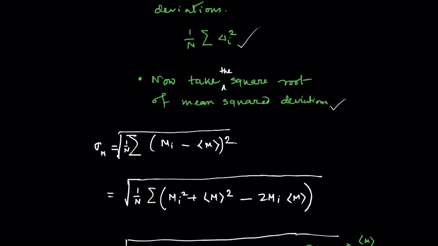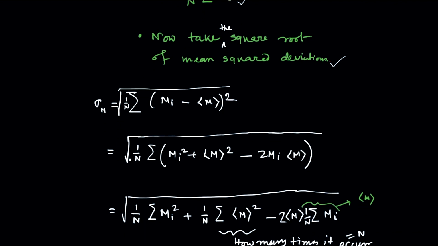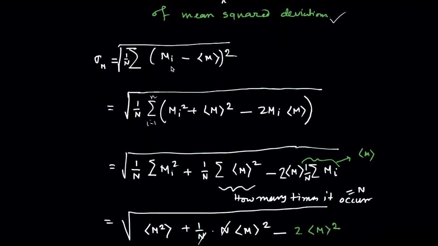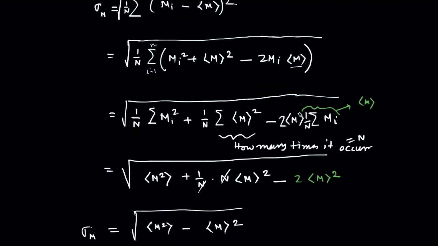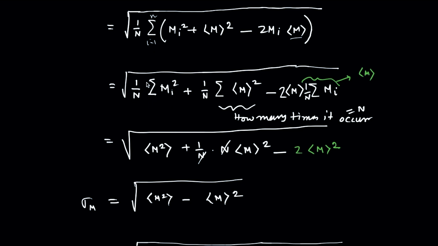If we take the root, this is basically sigma M, which is the square root of 1 over N sum over I equals 1 to N of MI minus M average squared. If we expand this: MI square plus M average square minus 2 MI times M average. Expanding the sum, with I equals 1 to N assumed: 1 by N sum over MI square, and the next term is 1 by N sum over M average square, this quantity happening N times, and minus 2 times MI, where M average is a constant and comes out of the summation, leaving 1 by N sum over MI, and this quantity is nothing but the M average.